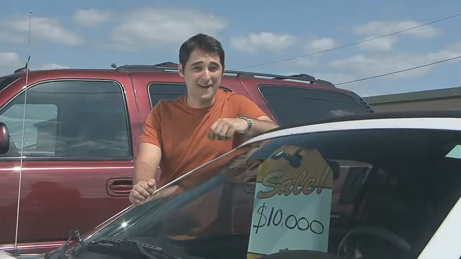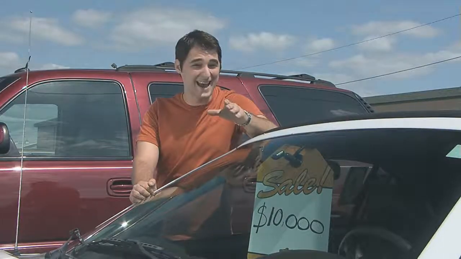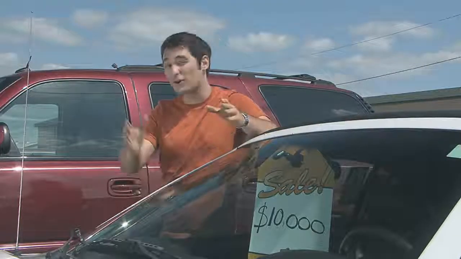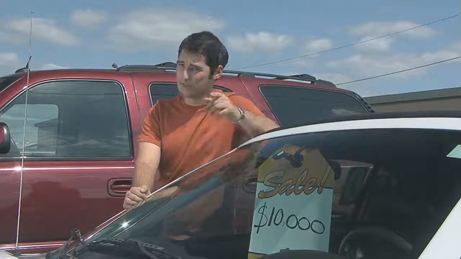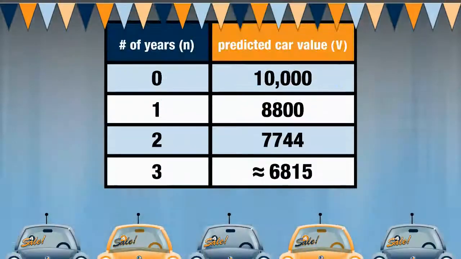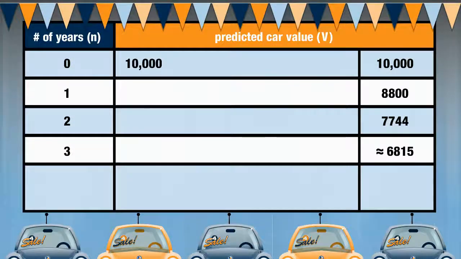Let's say Jill wants to find out what the value of the car will be in 10 years. She could continue to multiply by 88 hundredths for each of the 10 years. But as you may have guessed, there is another way. Let's go back to the table. We started with $10,000 and multiplied by our decay factor of 88 hundredths. Then, to find the estimated value of the car at the end of the second year, we multiplied our value at the end of year 1 by 88 hundredths.